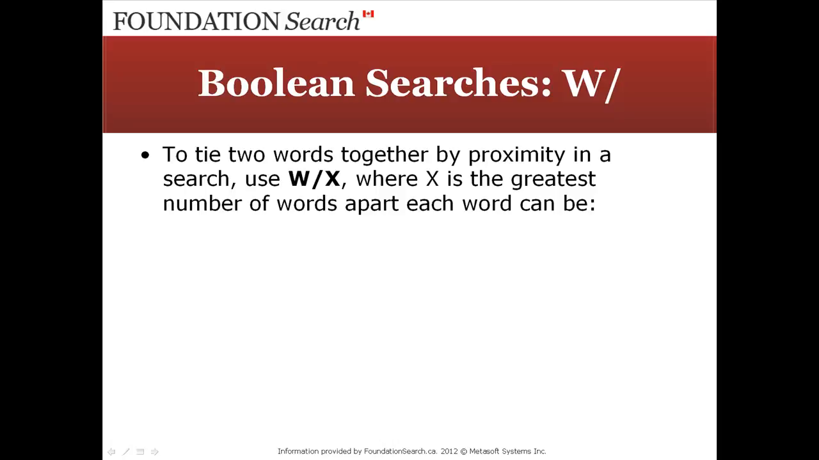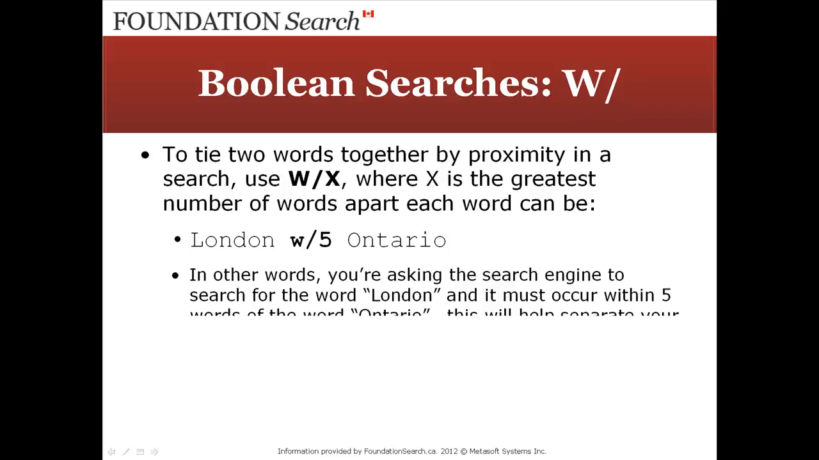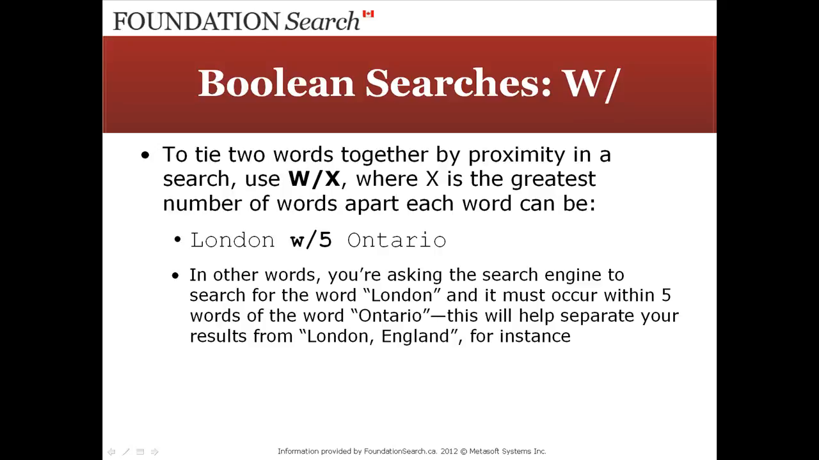To tie two words together by proximity in a search, use W/X, where X is the greatest number of words apart each word can be. London within 5 of Ontario. In other words, you're asking the search engine to search for the word London, and it must occur within 5 words of the word Ontario. This will help separate your results from London, England, for instance.